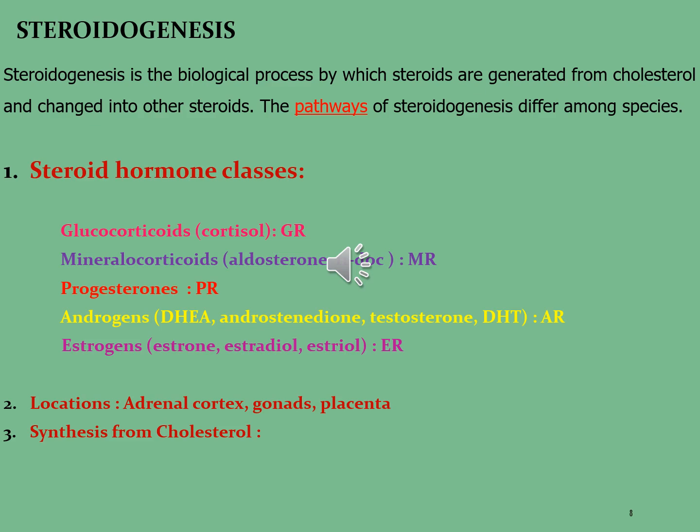So we start with the glucocorticoids. The prototypical example is cortisol. It binds to and activates glucocorticoid receptors, abbreviated as GR. Now mineralocorticoids: the main one is aldosterone, and the receptor is the mineralocorticoid receptor, but there are other hormones that can activate the mineralocorticoid receptors.